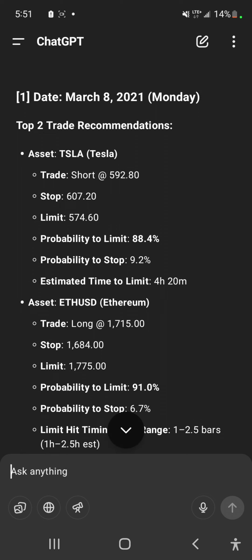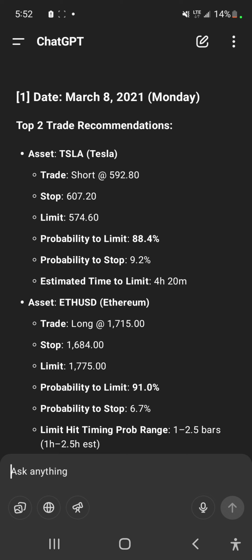Date: March 8th, 2021, on a Monday. The system at that point generates, or would have generated through simulation, top 2 trade recommendations. Ding, ding, ding: Tesla. Trade short. That's a short order. Short selling. Presumably to get in at that price. Now, if it doesn't know what the open price is going to be, we could factor that in a little bit, account for what the open price is likely going to be, given that we don't know what it is yet for that day.